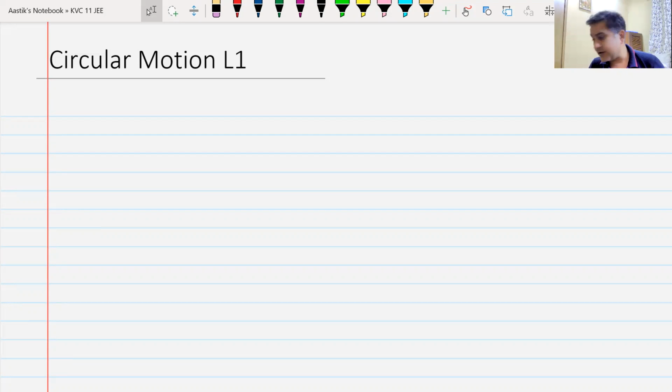So now we will try to study circular motion as a separate topic, and we'll see how things turn up in this topic. Now, first of all, before moving on to circular motion, what do you understand by a circular motion? Can anyone tell me what do you mean by circular motion? What do we understand by the term circular motion?